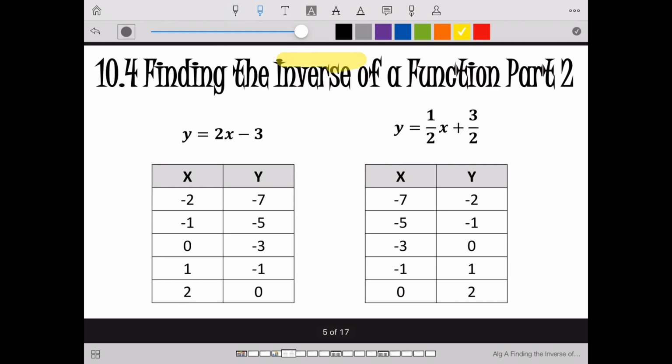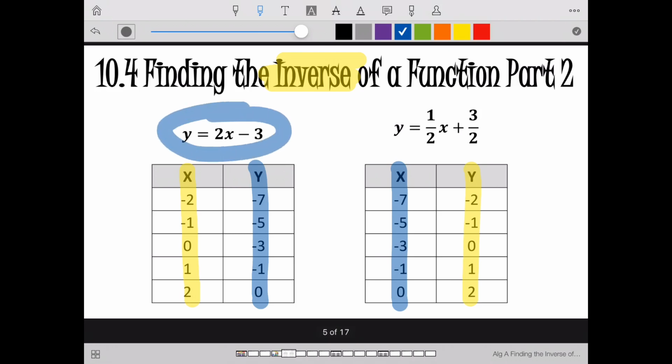As a reminder, the inverse means that we are going to take all of the x's and all of the y's and we are going to switch them. Like this example down here. All of the y's become x's and all of the x's become y's. So that means that this equation and this equation are inverses. Let's look at some more examples.